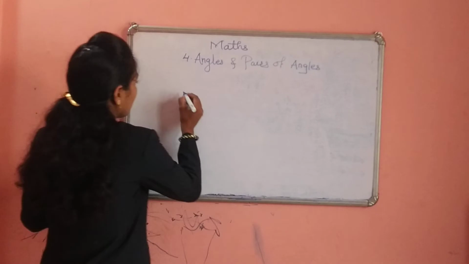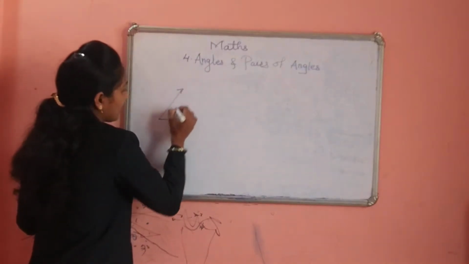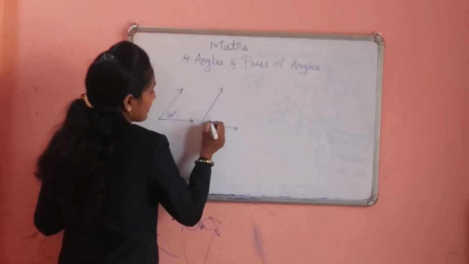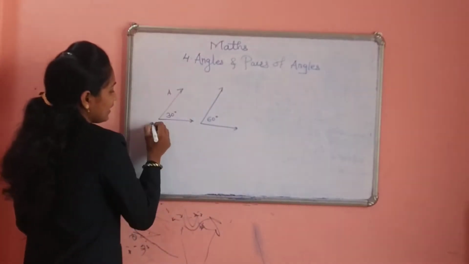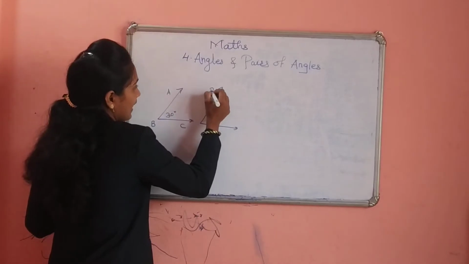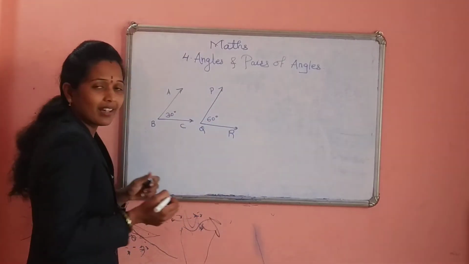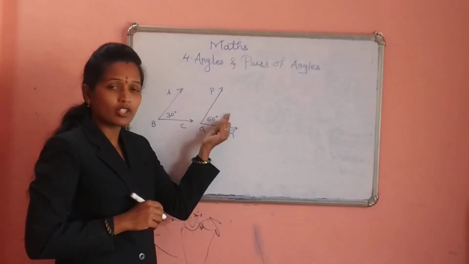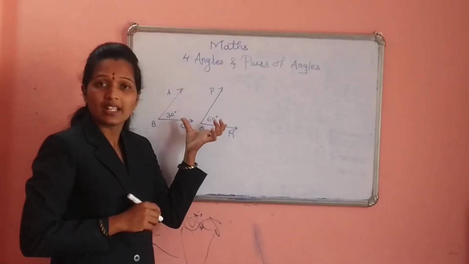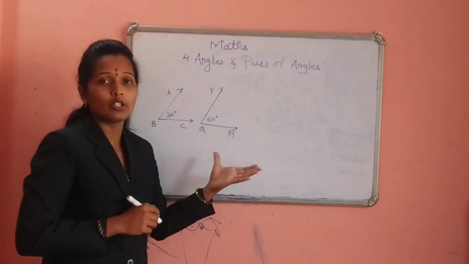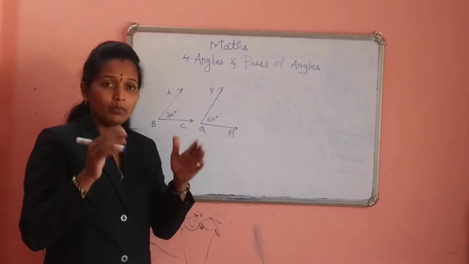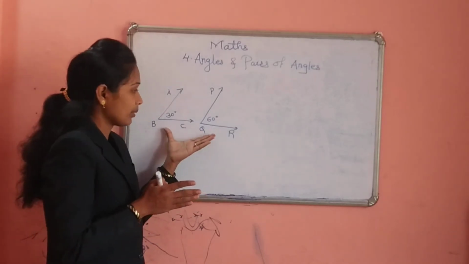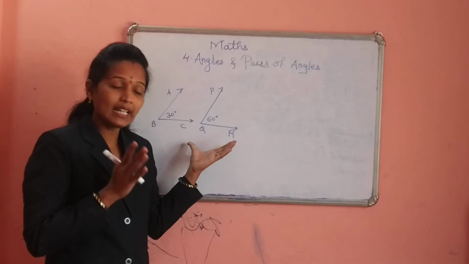Suppose this angle is given 30 degree and this angle is given 60 degree. Suppose this is angle ABC and angle PQR. Two angles are given in front of you. One angle measurement is 30, another angle measurement is 60. 30 plus 60 is 90 degree. So these both angles are known as complementary angles. So clear the concept in your mind. Whenever complementary angle is there, you have to write down the measurement of 90 degree.